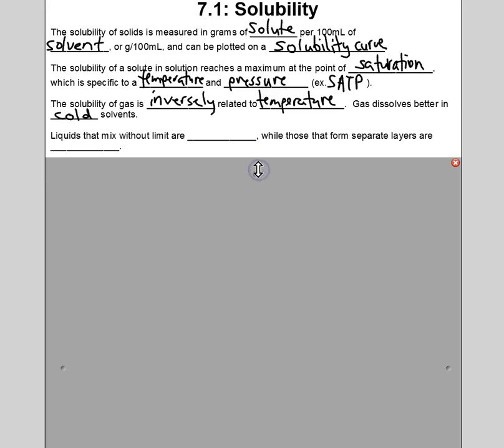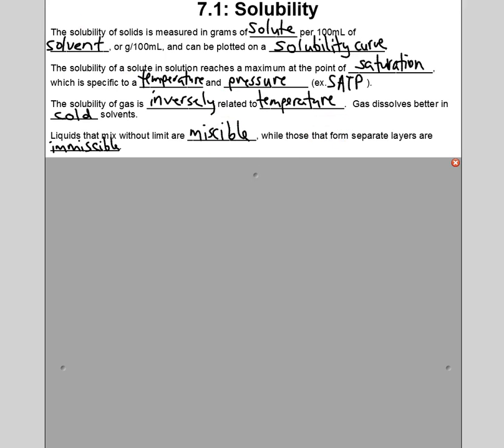When we talk about liquids, we've seen solids in liquids, we've seen gases in liquids. When we talk about liquids mixing with each other, there's two terms that are used. When we describe liquids that mix without limit, we call this miscibility, the ability to mix without limit. Water and alcohol or oil and gasoline are miscible. Oil and water, on the other hand, are immiscible. Means they don't mix at all and they will form separate layers.